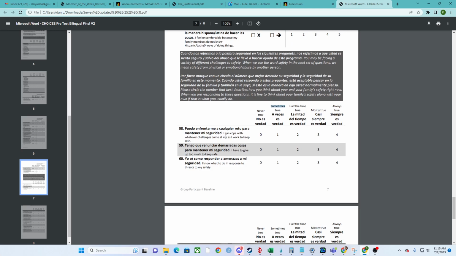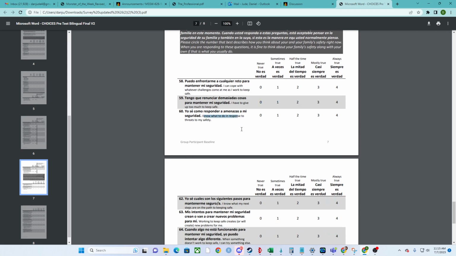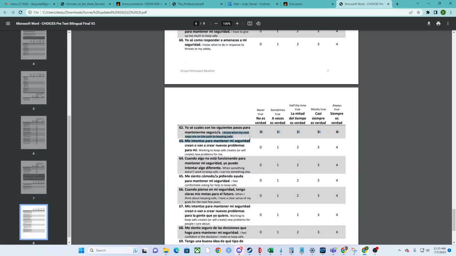I can cope with whatever challenges come at me as I work to keep safe, and answer that how you feel, and so on and so forth. I know what to do in response to threats to my safety. I know what my next steps are on the path to keeping me safe. So these are measuring things. The whole purpose of this survey is measuring people's safety, their level of education on how to get safe if they're not safe, and their capability even, right?